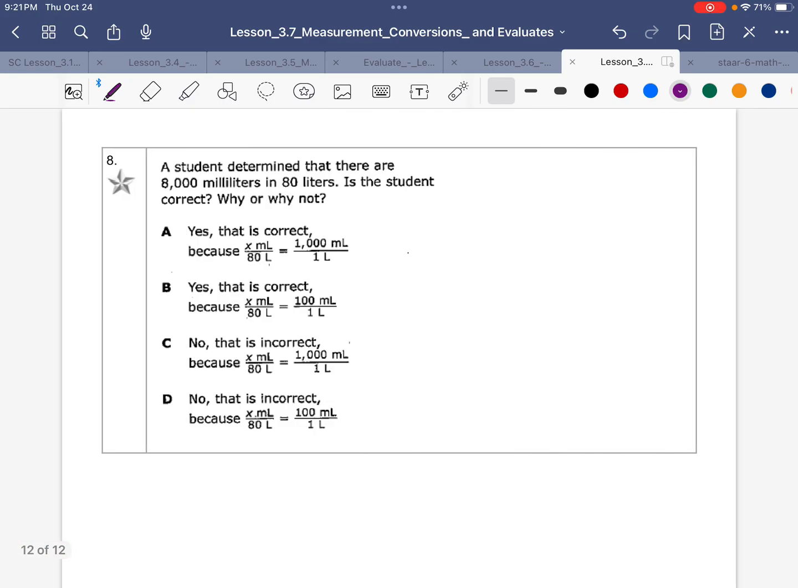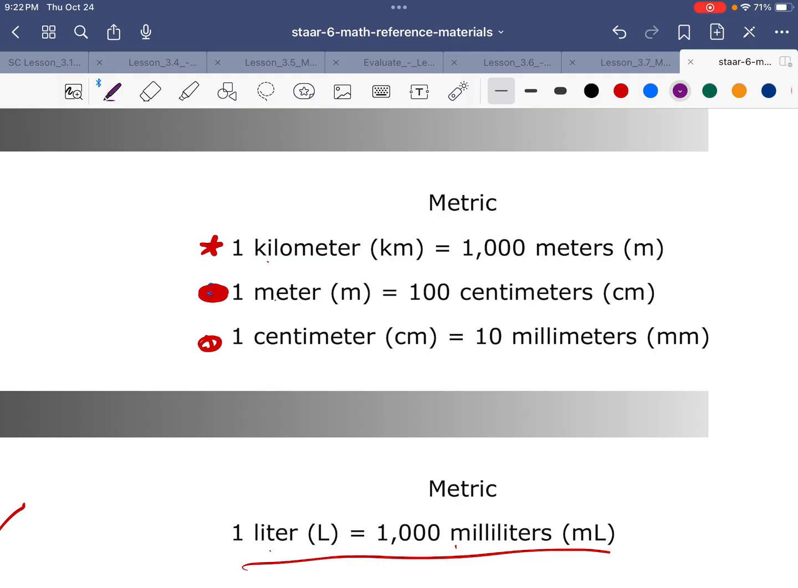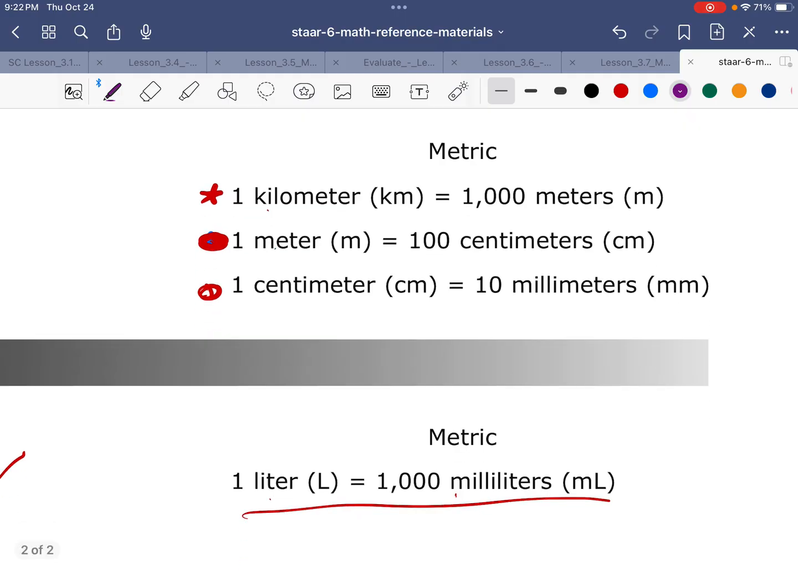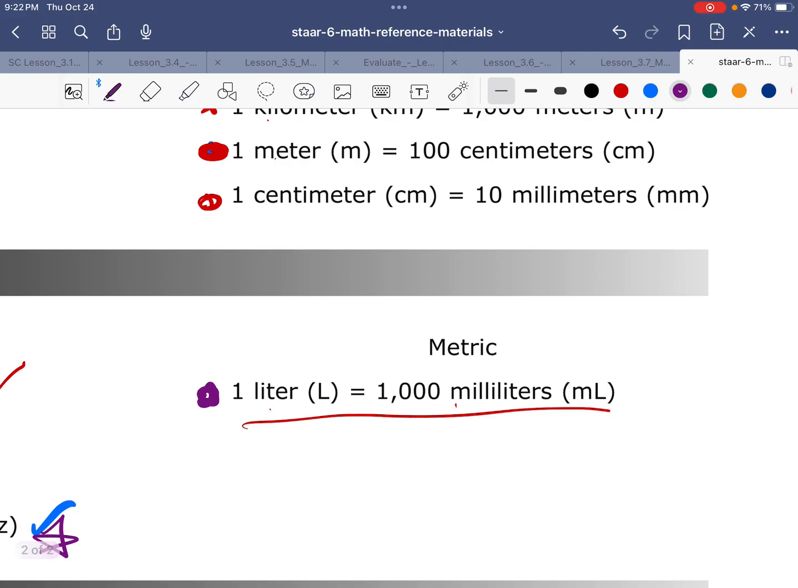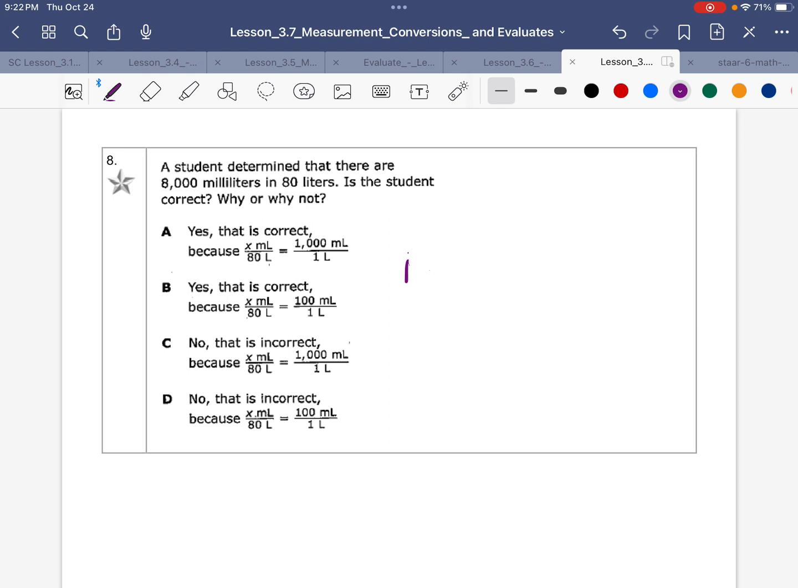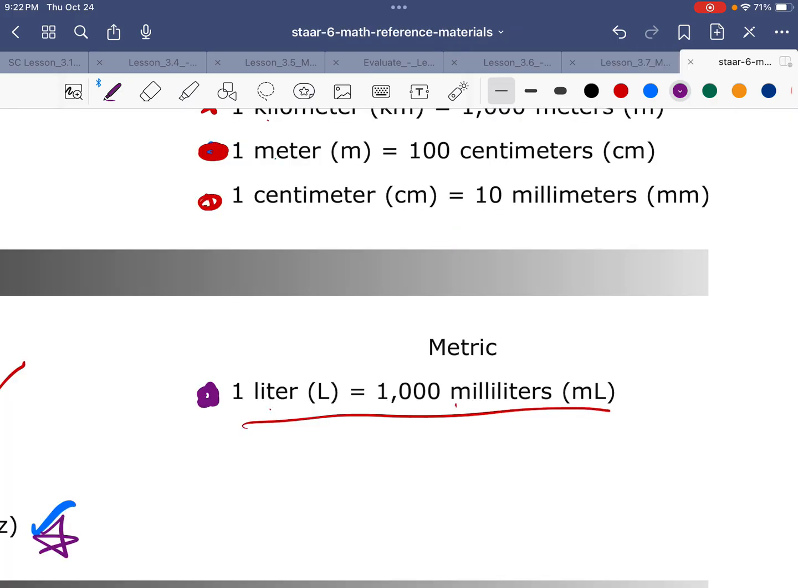Last question. A student determined that there are 8,000 milliliters in 80 liters. Is the student correct? Why or why not? Milliliters to liters. Let's see what that conversion is. So here it is. 1 liter is 1,000 milliliters. Okay. We double check. There it is. All right.